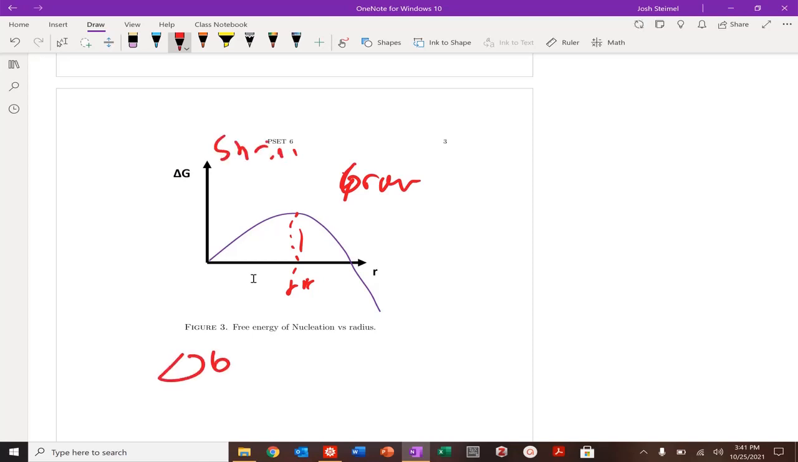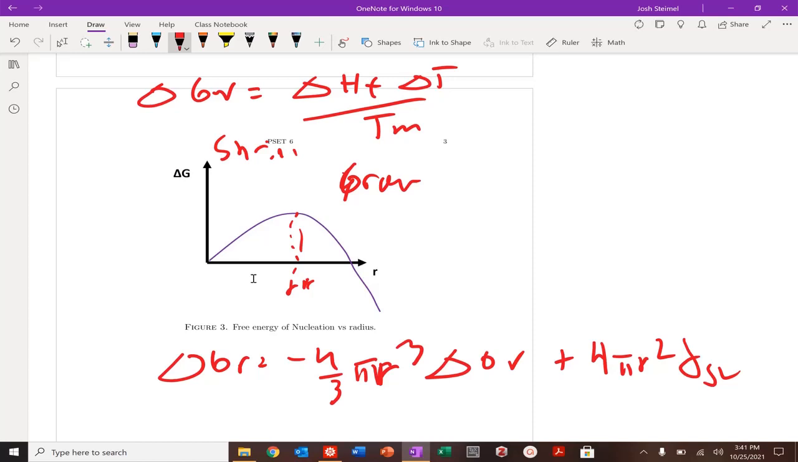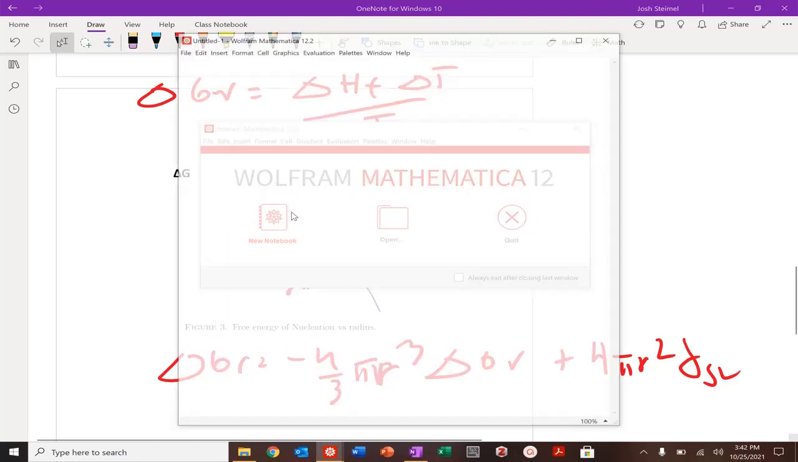And remember, this delta G for nucleation is equal to minus 4/3 pi r cubed times delta GV, where our delta GV term is equal to delta HF times delta T over Tm, I believe. And then we have a plus 4 pi r squared, and then basically our gamma, our area term. So I'm going to plug that into my Mathematica notebook.